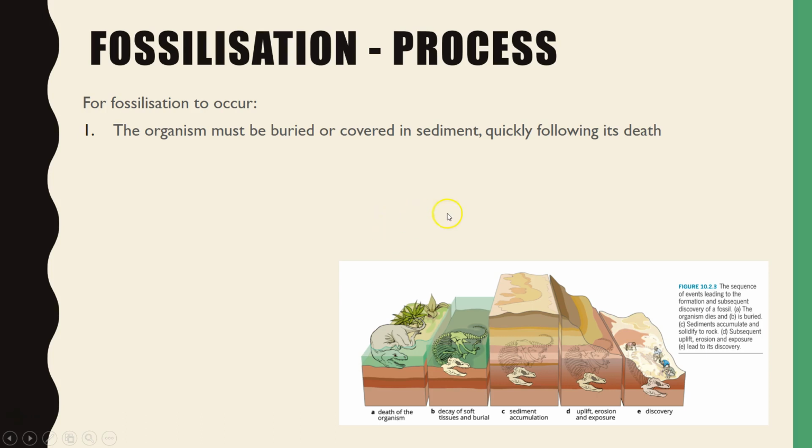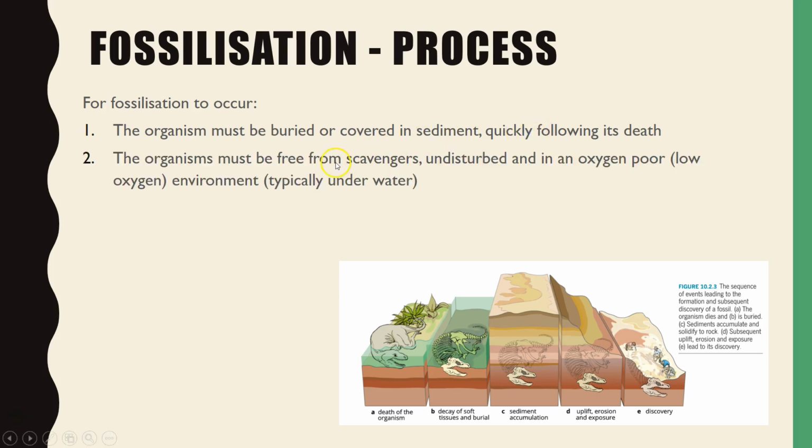So in the process in which fossilization occurs, the organism must be buried or covered in sediment, and it must happen quickly. If it doesn't happen quickly, it's open for predation or scavengers eating it, and it's open for decay by bacteria. The organism must be free from scavengers, as I already mentioned, and it's typically in an oxygen-poor environment. Oxygen-poor because oxygen will oxidize or provide the necessary conditions for bacteria to decompose that fossil. Usually underwater is a space where organisms experience low oxygen environments. They also may be stored under peat bogs or swamps.